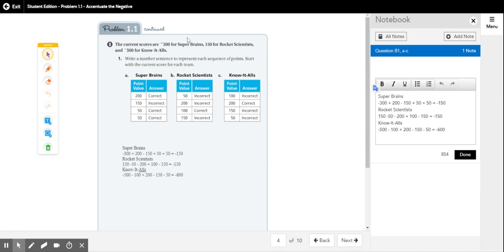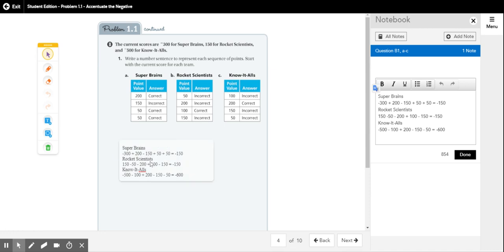So super brains, I almost missed this, by the way, so you want to look up here in the preface to the question, the setup. We have negative 300 for super brains. So we start off our number sentence with negative 300. Then we go up by 200 points, down by 150 points, up by 50 points because it's a correct answer, up again by 50 points, and we end up at negative 150 points. So we started out pretty low, started catching up. Now we're at negative 100 points. Unfortunately, we lost 150 points, so now we're at negative 250. We gained 50 back, so we're at negative 200. Gained another 50, so now we're at negative 150. So that's the logic behind that number sentence.